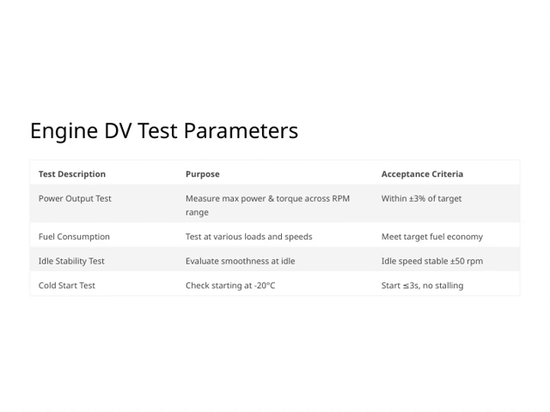Moving on to the power output test. Here we're measuring the maximum power and torque across the entire RPM range. It's crucial that these values stay within plus or minus 3% of the target specifications, as this indicates the engine is delivering consistent performance. Next is the fuel consumption test.